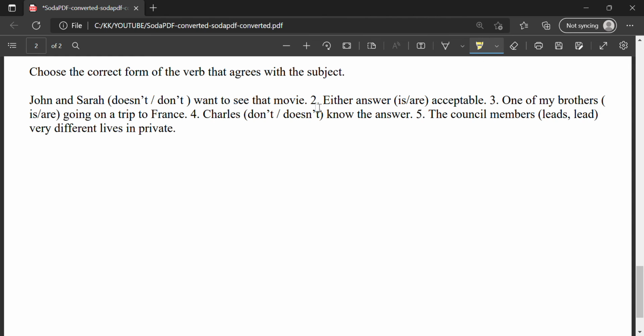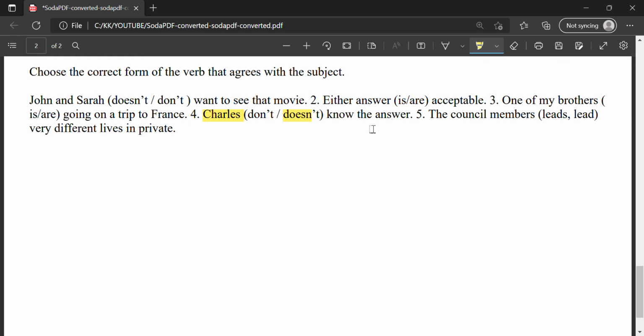And the fourth one is, Charles dash know the answer. Charles don't know the answer. That's what we call it, right? Or Charles doesn't know the answer. That is, Charles doesn't know the answer, because doesn't is singular and Charles is also singular, so we're supposed to use doesn't here. It's not don't, because sometimes we use it and it sounds good. That's what I told you: if it sounds good, doesn't mean that it is supposed to be right.